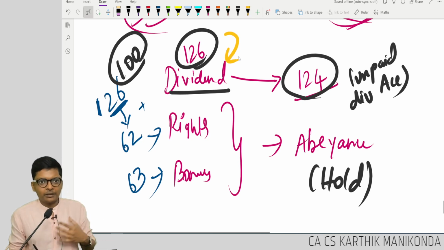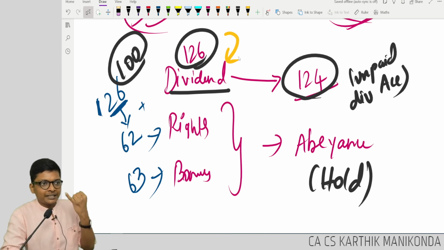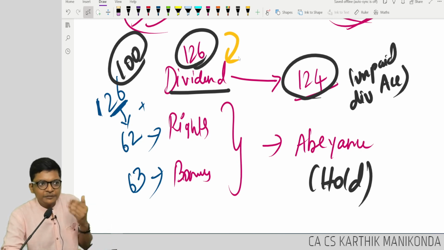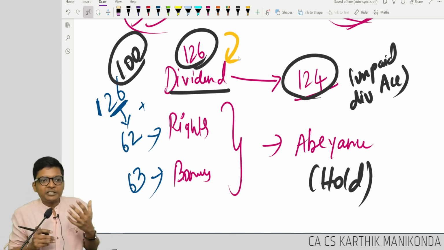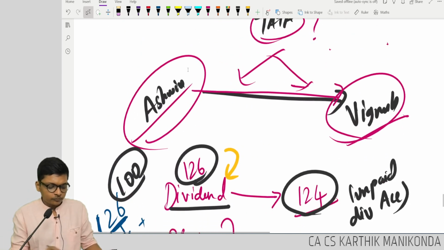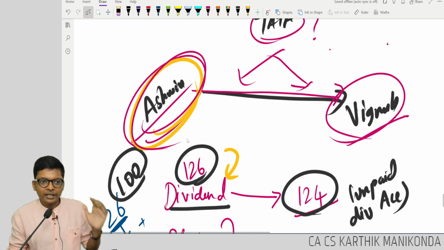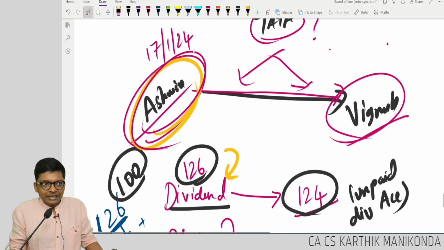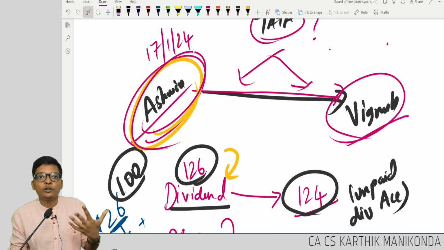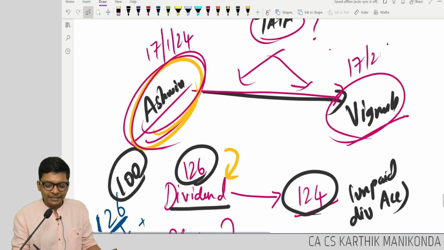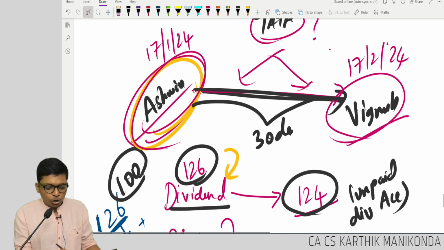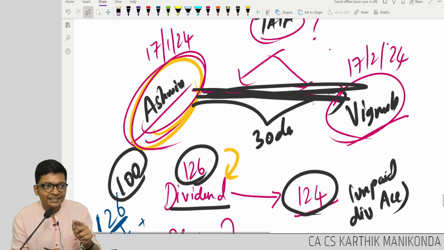Abeyance. Dividend. Abeyance of what? Dividend, rights, bonus. If there is a dispute between the shareholders in respect of transfer of shares, or even if transfer is pending, no dispute, transfer is pending. Today, Ashwin transferred. Let's say, for example, 17th Jan 24. Transfer will be complete. Earlier days takes time. Manual transfer. Transfer will be done only by, let's say, 17th Feb 24. You have a time gap of 30 days. During the transfer process, who will get the dividend?